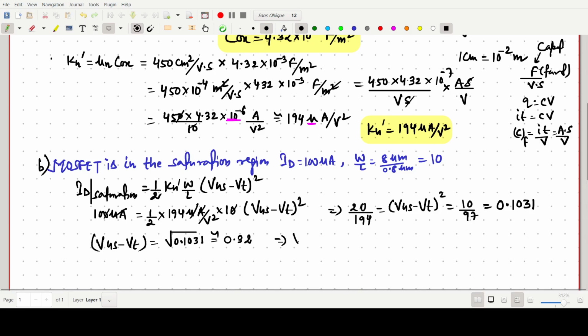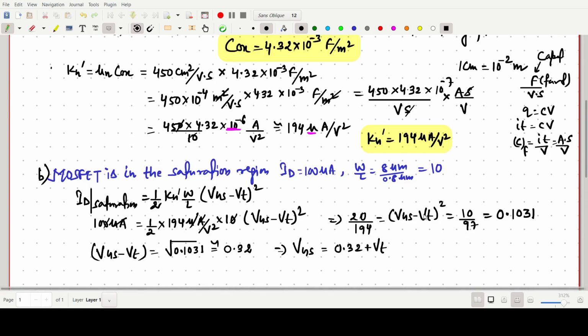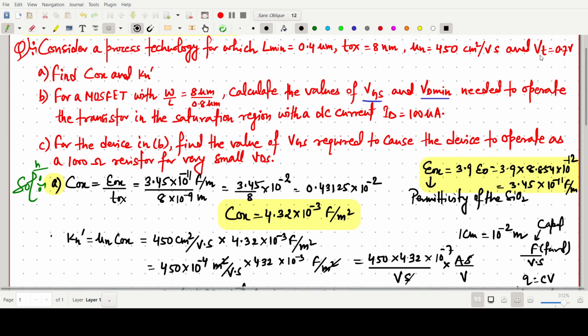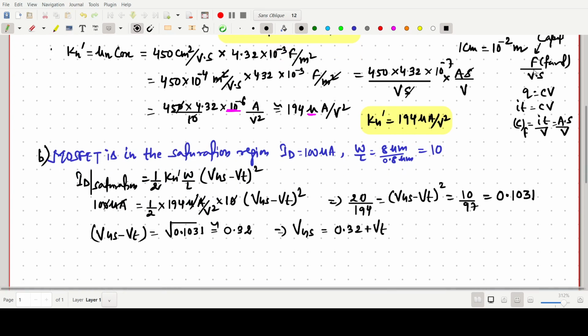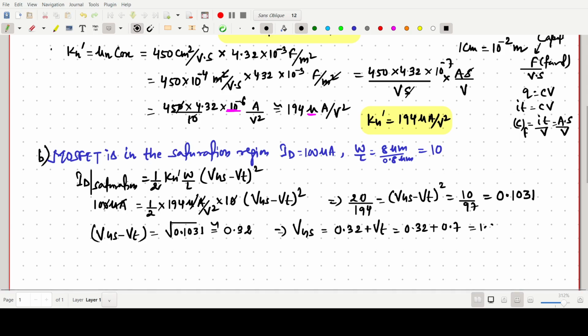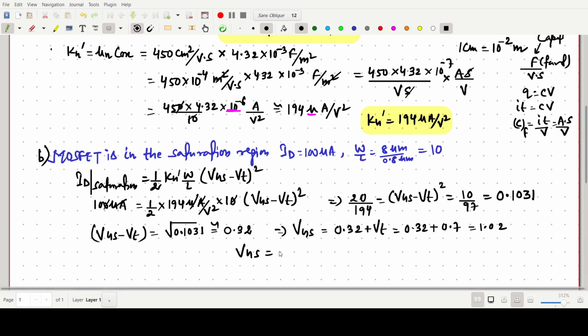So from this expression we can write VGS equals 0.32 plus VT. Now VT is given. VT for the NMOS in this question is given 0.7 volt. So we have to put VT 0.7. So 0.32 plus VT 0.7, the overall value will be 1.02. So VGS value will be 1.02 volt. This one is also important, so we have to highlight 1.02.